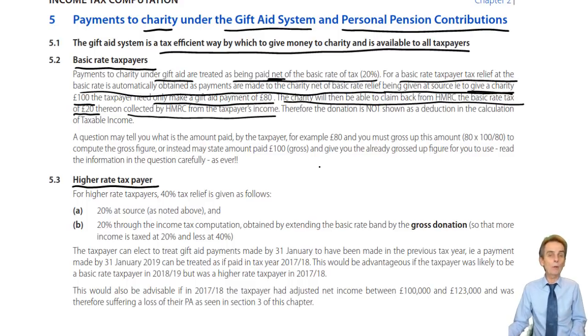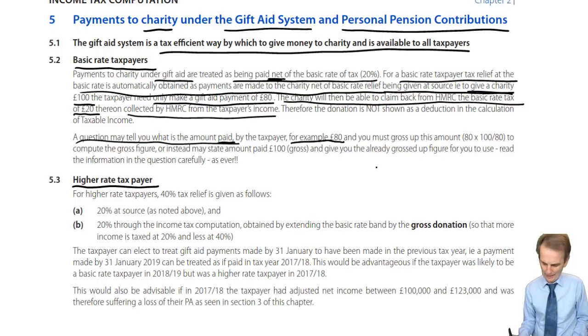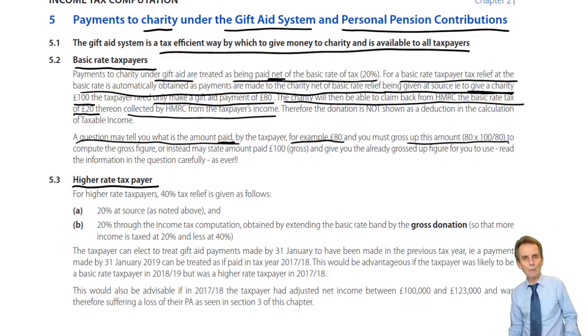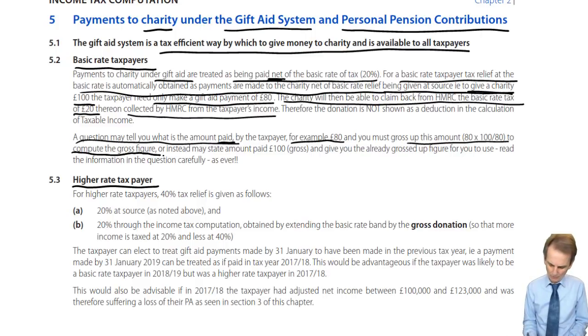So that's the theory behind it, but what have you got to do in terms of dealing with an exam question? A question may tell you the amount paid by the taxpayer, for example £80, and you then, from that net figure, have got to work out the gross. We're always going to need to find the gross figure. So how do you gross it up? 80 times 100 over 80 will bring you back to £100. Again, 80 is net of 20% tax. It is 80% of the gross figure. Therefore, times 100 over 80 gives you that gross figure. That will be used to compute the gross figure.